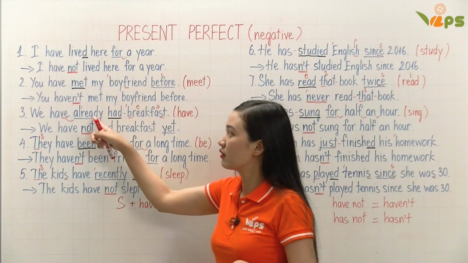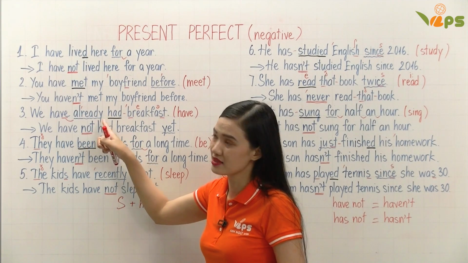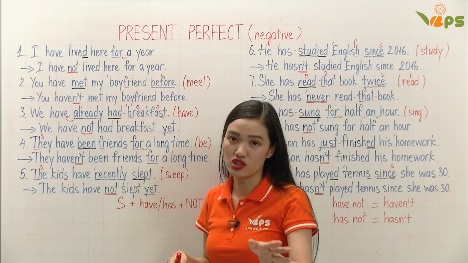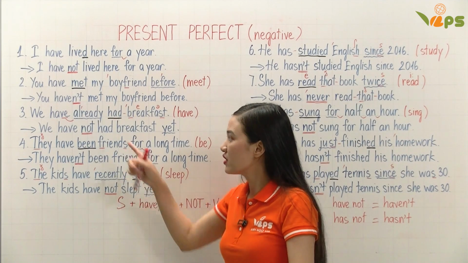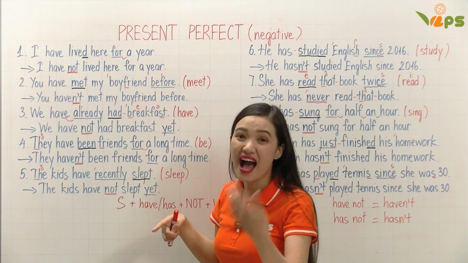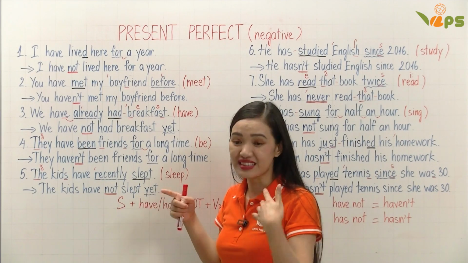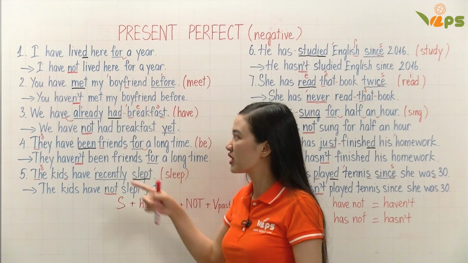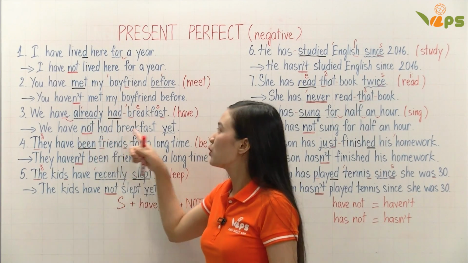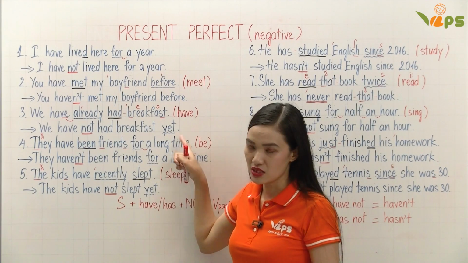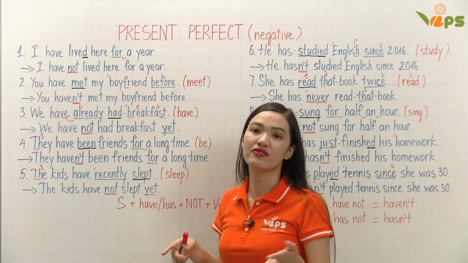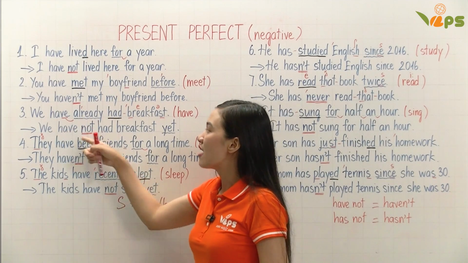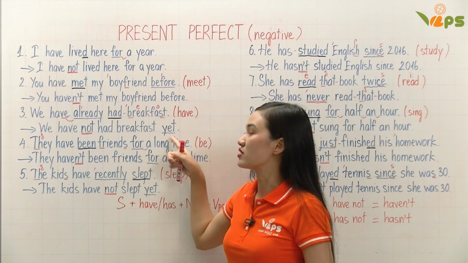So here we cannot use already anymore, because already is used to say that the action has finished. But here we haven't had breakfast. The action has not happened. So we cannot use already anymore. We have to use the word yet to say that the action hasn't finished. We have not had breakfast yet.